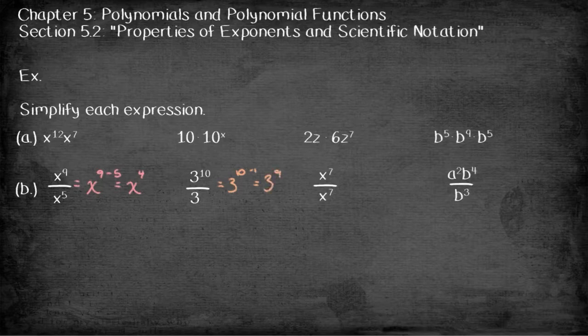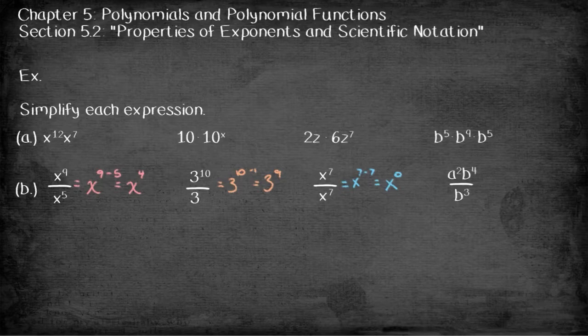Okay, we have x to the 7th divided by x to the 7th. This would be, again, we're subtracting, x to the 7th minus 7. We would get x to the 0. So I'm going to put a pin in that for the time being. We'll come back and talk about 0 exponents shortly.